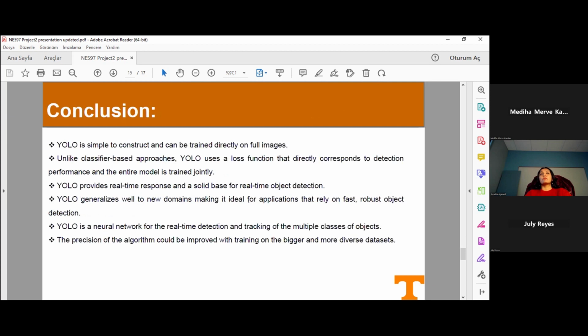In conclusion, YOLO is simple to construct, and unlike classifier-based approaches, YOLO uses a loss function. It provides a real-time response and real-time object detection. It's really fast, and it's a neural network for the real-time detection and tracking of multiple classes of objects. The precision of the algorithm could be improved with training on bigger and more diverse datasets.